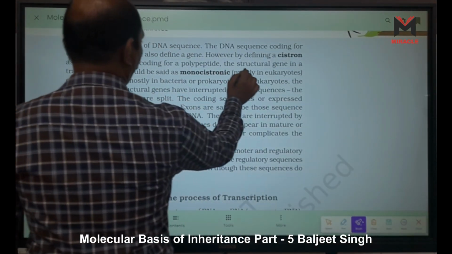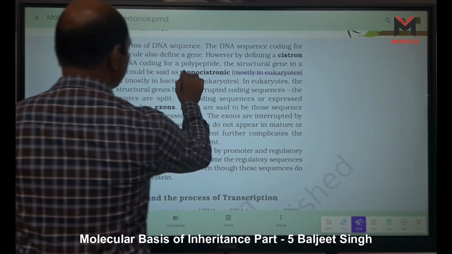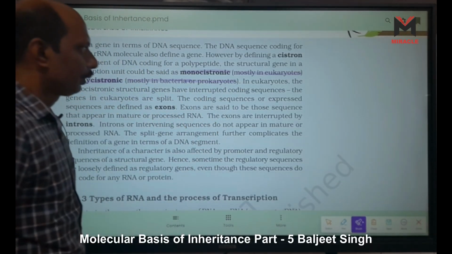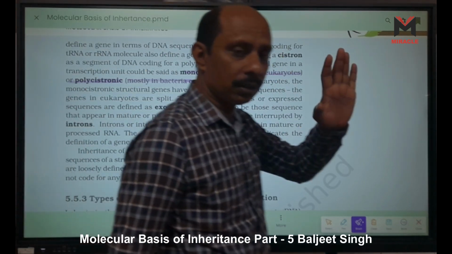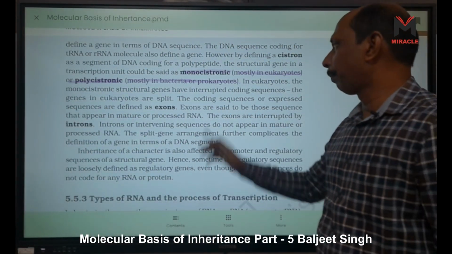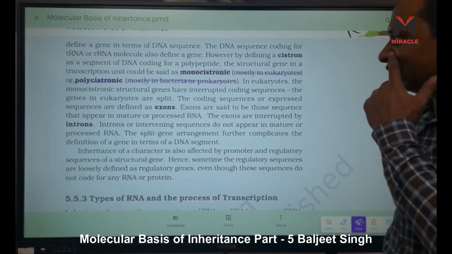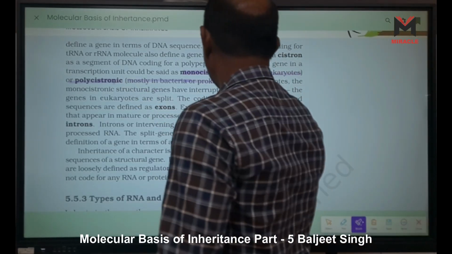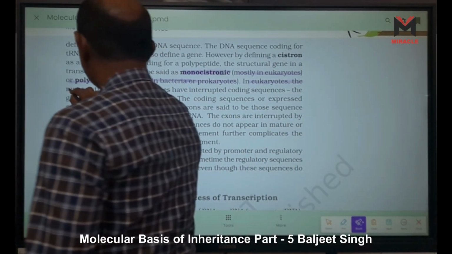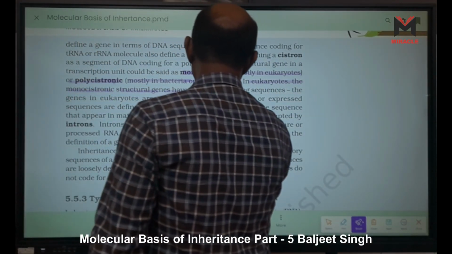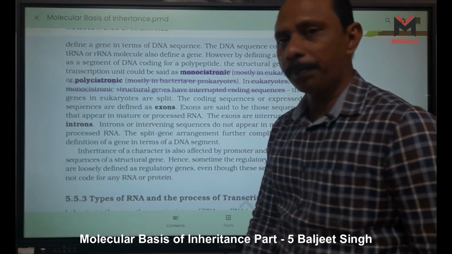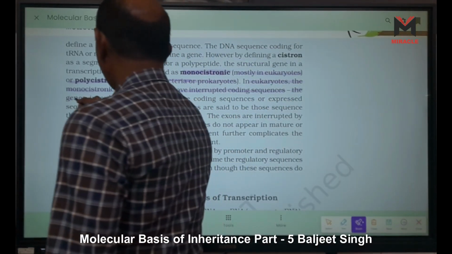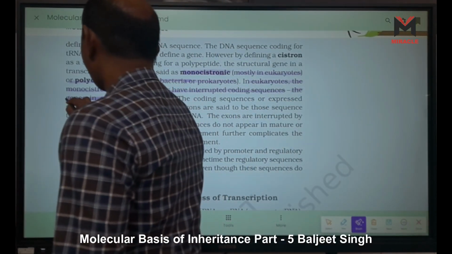Monocistronic is mostly in eukaryotes, and polycistronic is mostly in bacteria or prokaryotes. So when we use cistron for defining a segment of DNA, one is monocistronic, another one is polycistronic. In eukaryotes, the monocistronic structural genes have interrupted coding sequence. Introns and exons are there. The genes in eukaryotes are split genes.